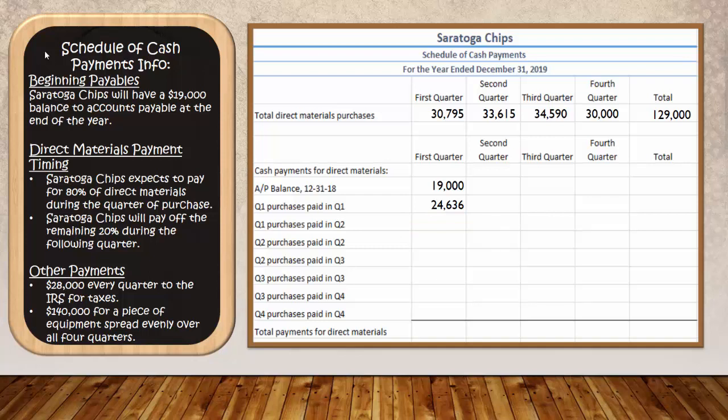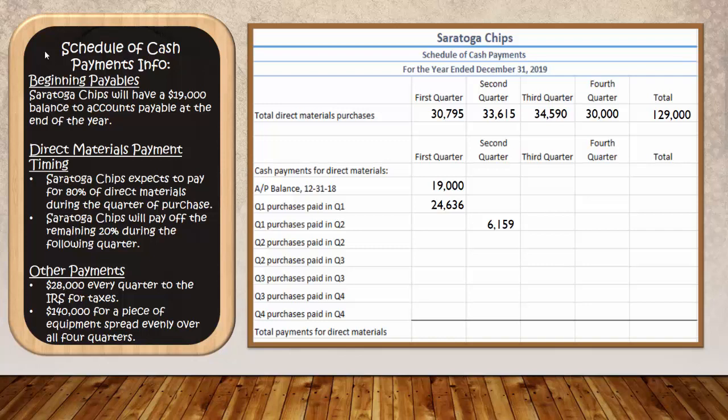The remaining balance of first quarter direct material purchases is going to be paid during the second quarter. According to our information, Saratoga Chips will pay off the remaining 20% of their direct material purchase balance during the quarter following the purchase. So we take that $30,795 and we multiply it this time by 0.20, the remaining 20% that we owe for these direct materials, which is going to be $6,159.